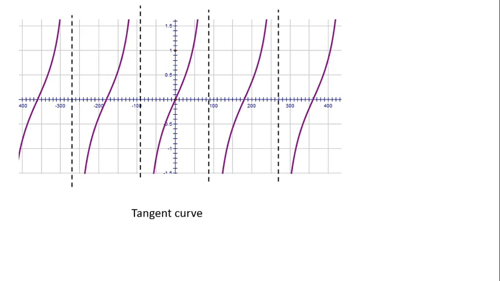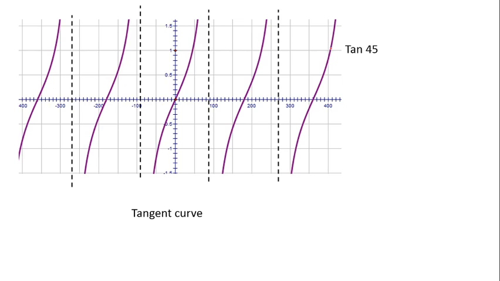Now here we have asymptotes at 90 degrees, 270, etc., minus 90, minus 270. These are the values that the graph gets very close to but doesn't actually touch. Now I can do the same for tan as I've done for the others. As you can see, this repeats itself every 180 degrees, and so this has a period of 180 degrees.